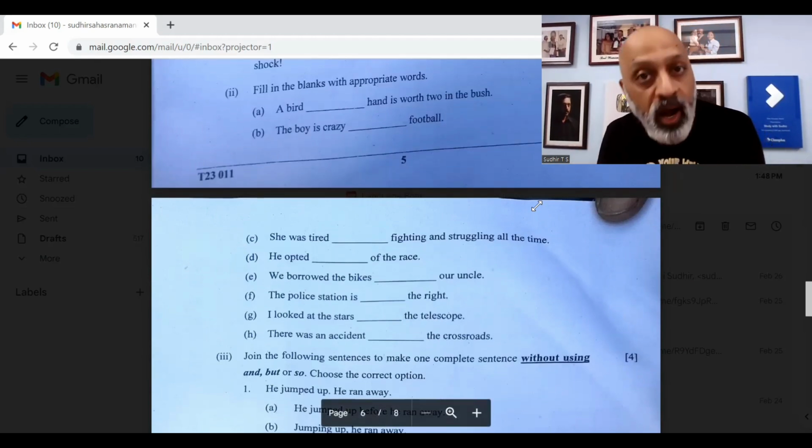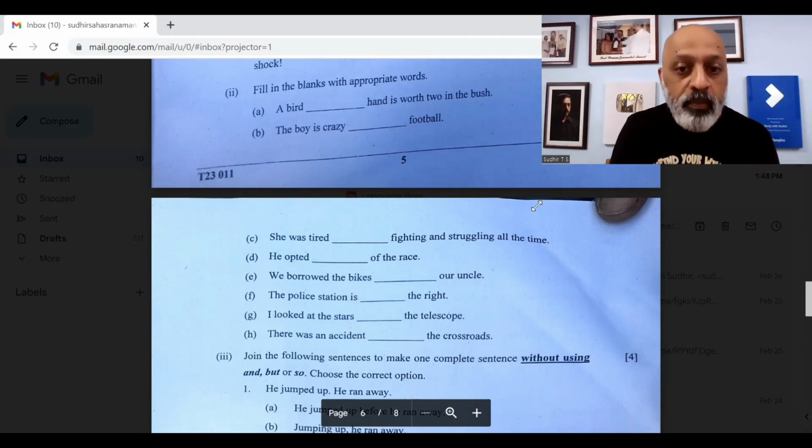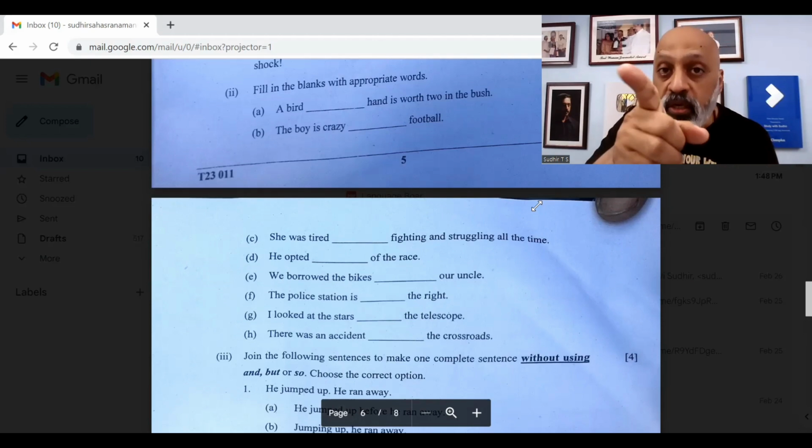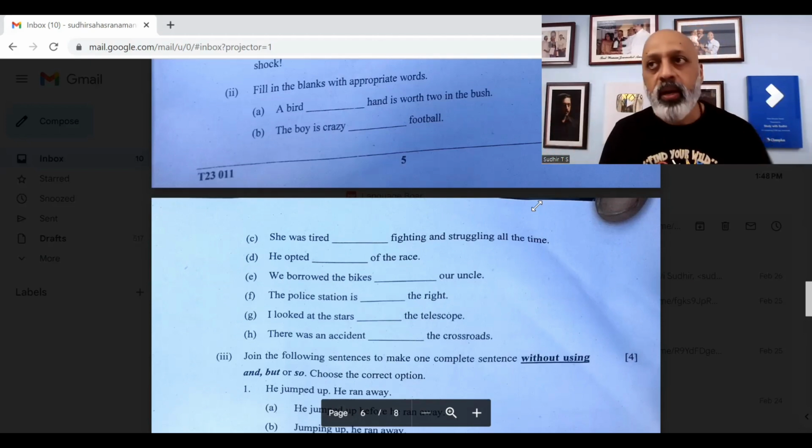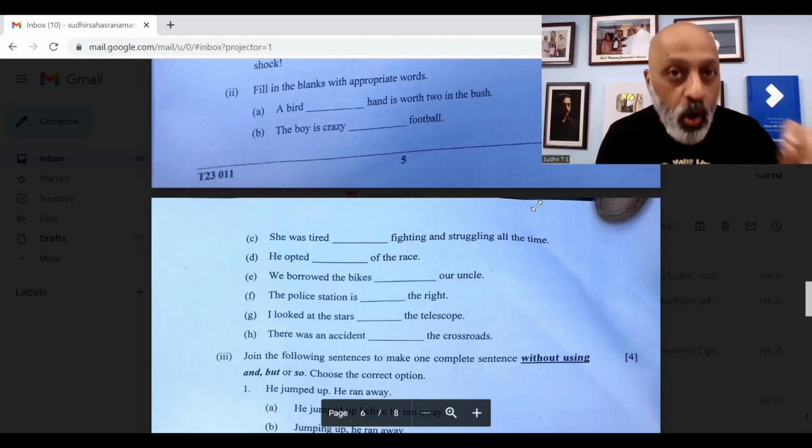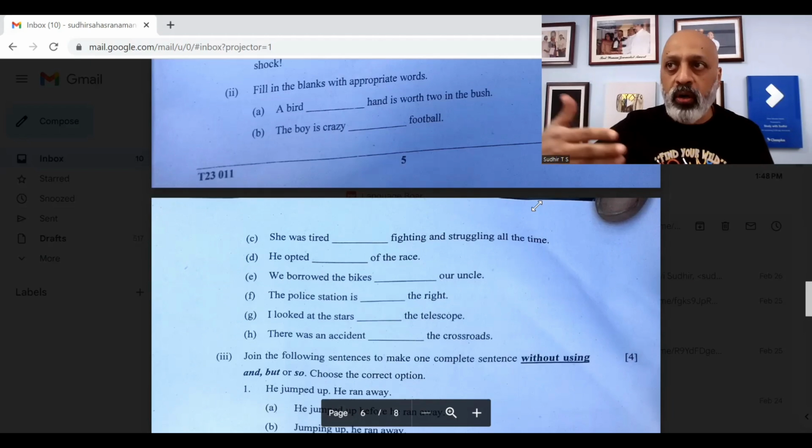He opted out of the race. We borrowed the bikes from our uncle. The police station is to the right. Okay, now some of you have written on the right. Now it depends on what is the thing.